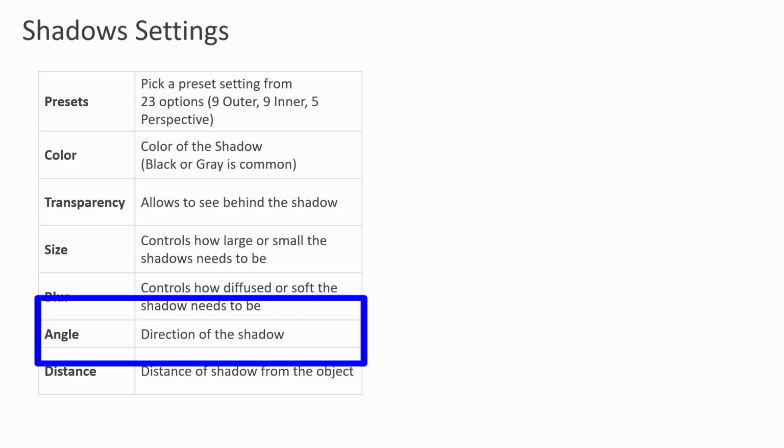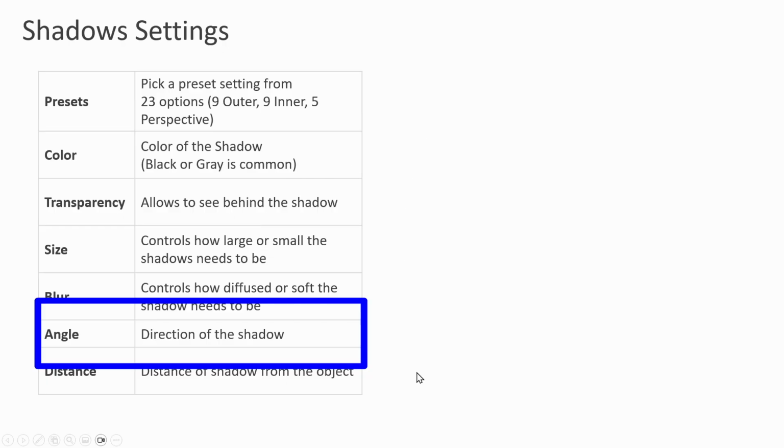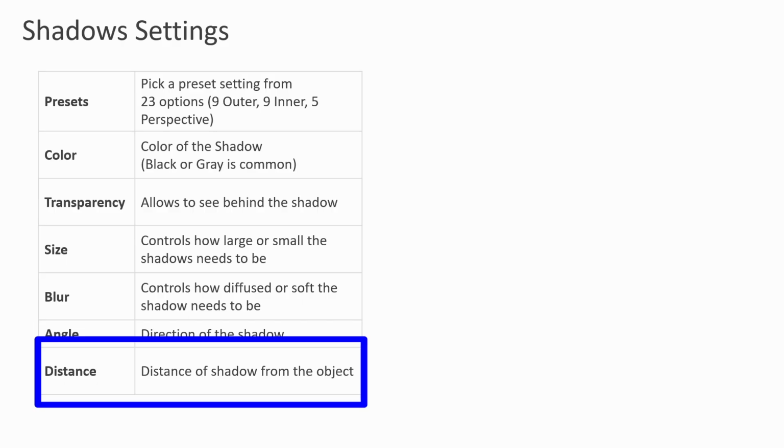But if you crank it up to, let's say, 50 points or so, your shadow will be really diffused and super soft. Angle gives you the direction for your shadow. So a 90-degree angle will create a shadow that's at the bottom. 45-degree angle will create a shadow in the bottom right corner, and so on. Distance dictates the distance of your shadow from the object. So a distance of 0 means that the shadow is attached to the object, and distance of say 10 creates a shadow that's 10 points away from the object. So there is a gap of 10 points between the shadow and the object.